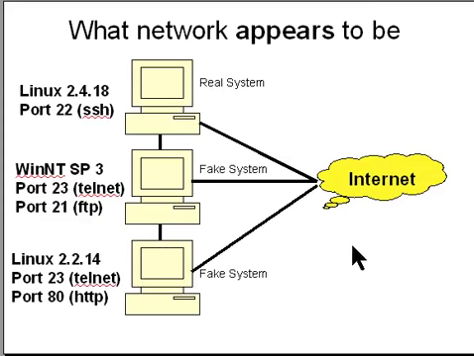So from the attacker's viewpoint, it appears that the network looks like this. You have the real Linux system here running kernel 2.4.18, fully patched, and the only thing you have running on here is SSH. However, this system is actually emulating 2 other systems, a Windows NT system and an older Linux system 2.2, which is obsolete.